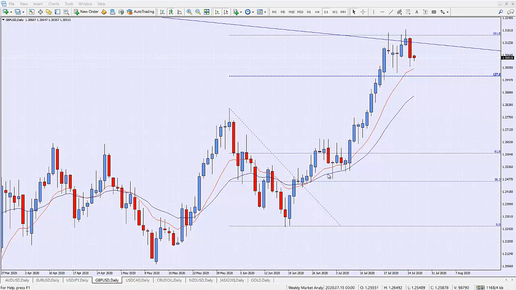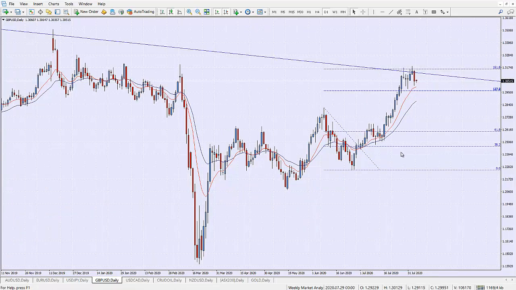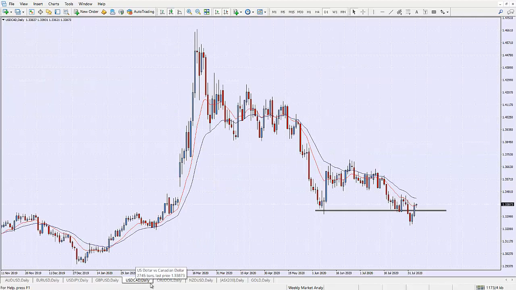So that is our GBPUSD this week. We are sellers on the daily chart. Okay, let's see how this one plays out for us, and I will track it for you. Let's move it along, have a look at the USDCAD.